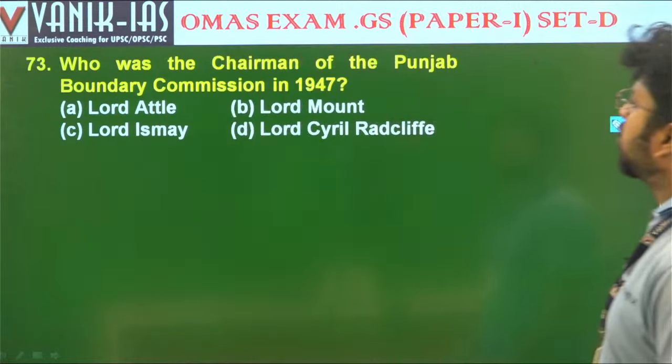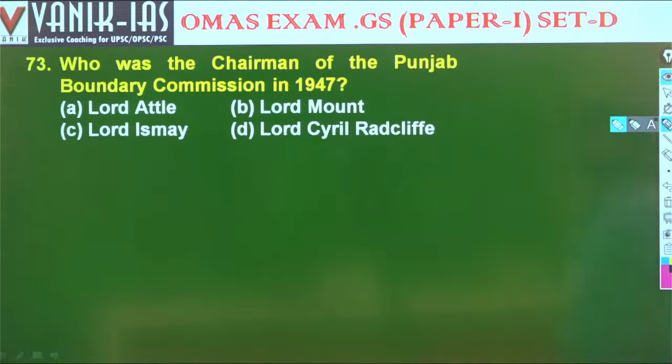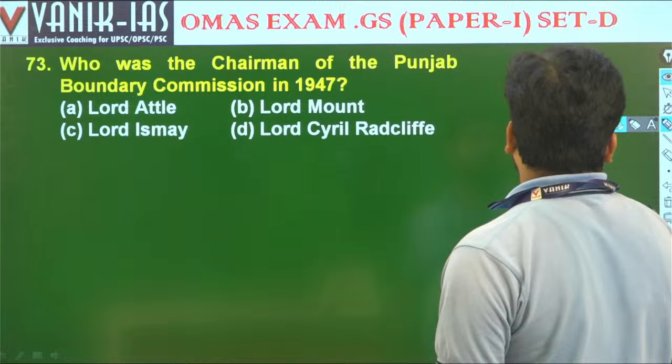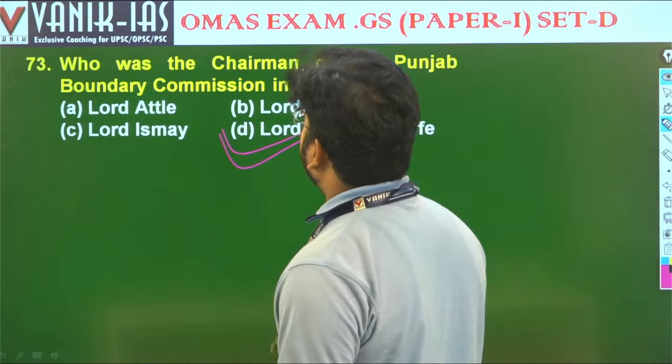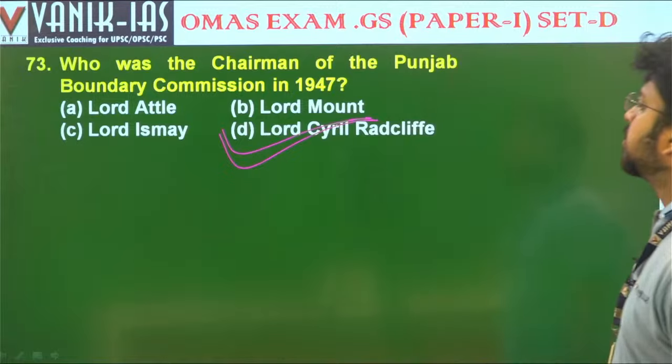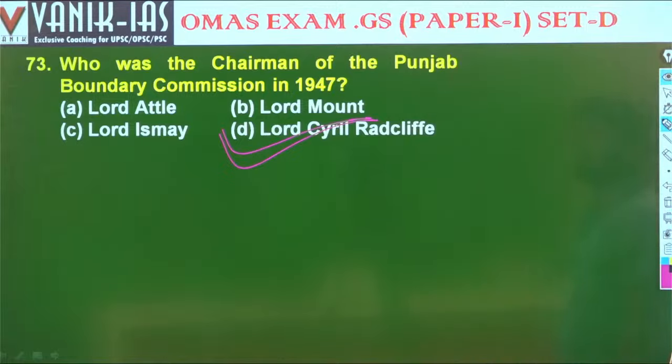Next, who was the Vice Chairman of the Punjab Boundary Commission in 1949? Is it Attlee, Ismay, Lord Mountbatten, or Lord Cyril Radcliffe? That's why we have the Radcliffe Line. D is the answer. Boundary Commission, right? Radcliffe Line. D is the answer. Attlee was the Prime Minister at that time.